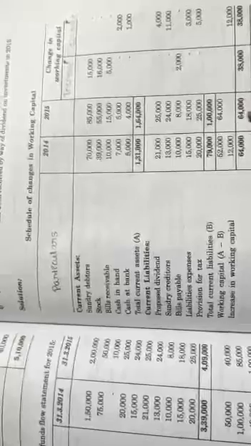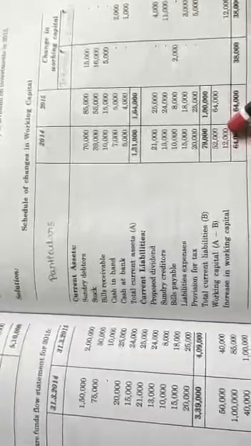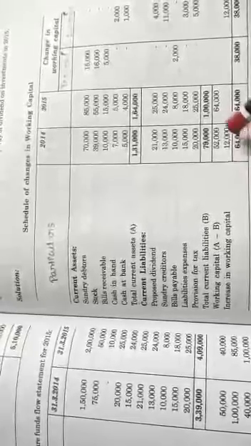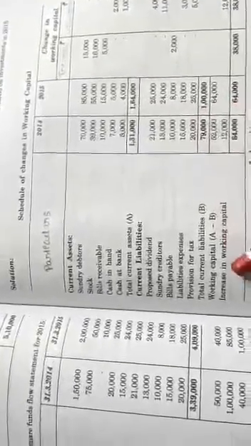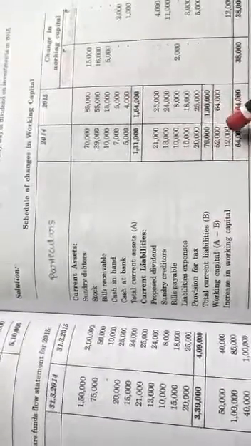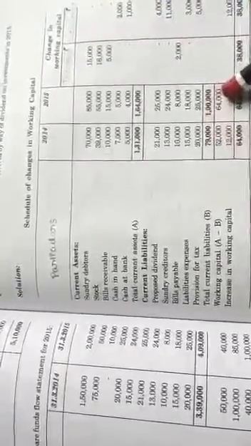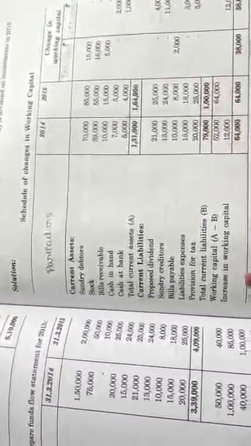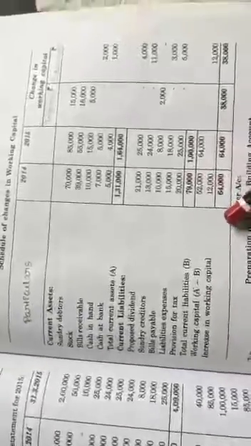That total on both the sides is 64,000. So the difference you will get here, that you have to record here. The difference is 64,000 minus 52,000, you will get 12,000. That is the increase in working capital. Because see here, 2014 it is 52,000, in 2015 it is 64,000. There is an increase of 12,000, right? So that's why we are writing increase in working capital 12,000.